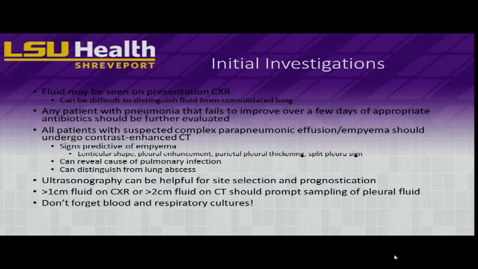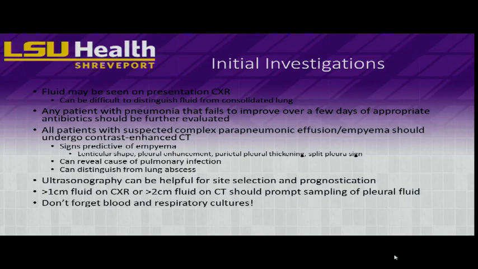Other advantages of CT scan, they can reveal causes of pulmonary infection. In particular, you can see if they have a large mass in their airways that's obstructing the distal airways and causing a post-obstructive pneumonia. If you see things that suggest possible septic emboli, suggesting a seeding from endocarditis. And then CT, when it's contrast enhanced, can actually help you distinguish between a lung abscess and a complex pleural effusion.